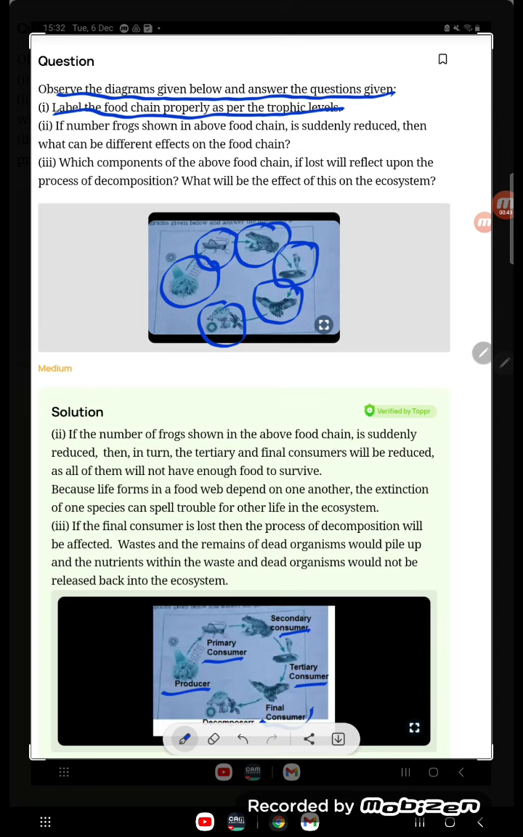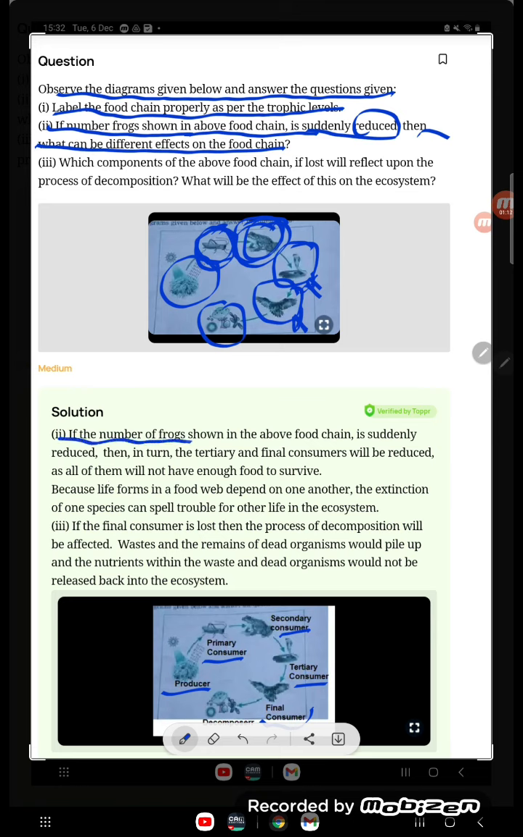Next one. If the number of frogs shown in the above food chain is suddenly reduced, then what can be the different effects on the food chain? So if the frog is reduced, students, the snake and eagle will die because there will not be food for them. And the number of trees is going to increase.